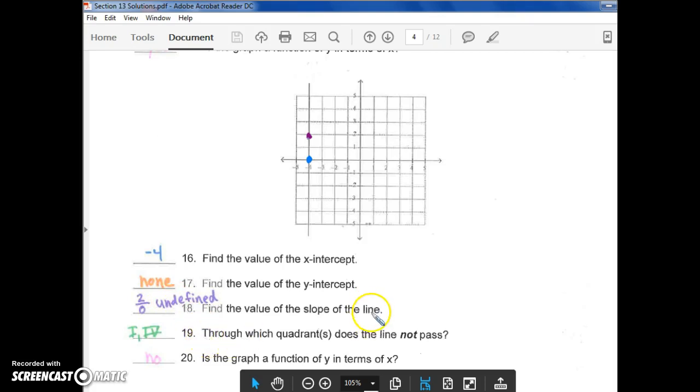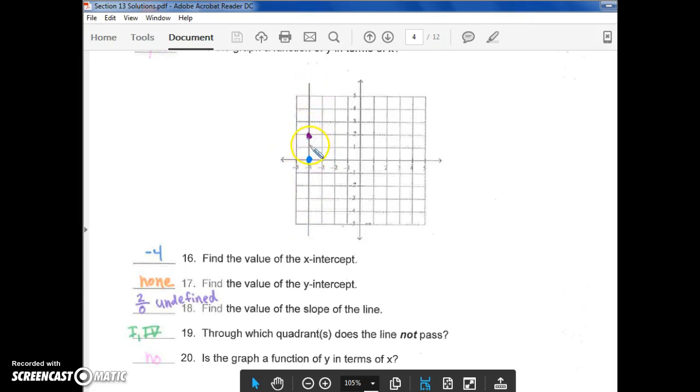19, state the quadrants to which the line does not pass: quadrant 1 and quadrant 4. And this is a little bit more challenging one. Is the graph a function of y in terms of x? X being our input and y being the output. Well, if I have an input of -4, I have a lot of different outputs. -4 as the x value produces a lot of different y's.